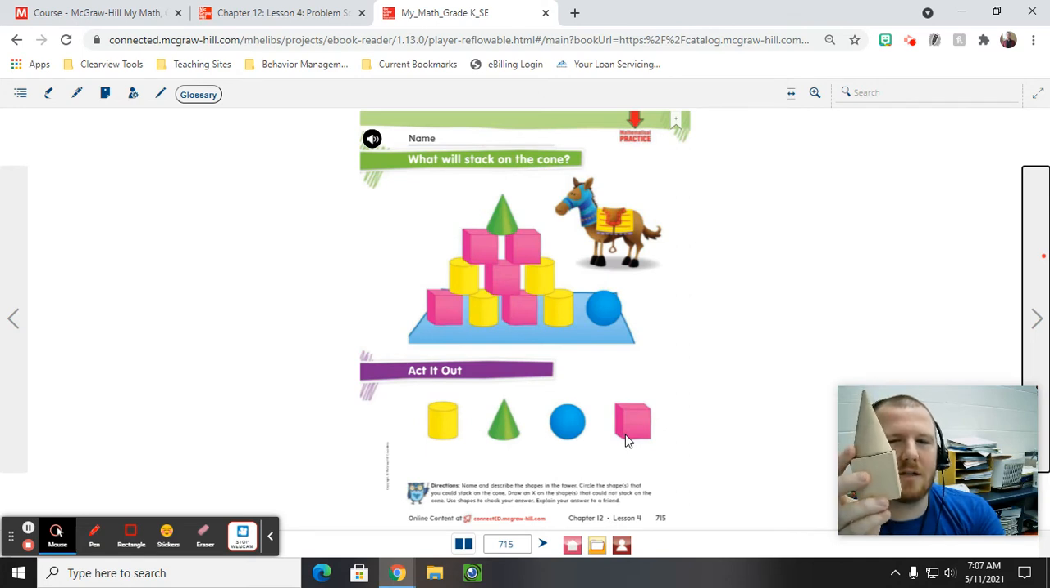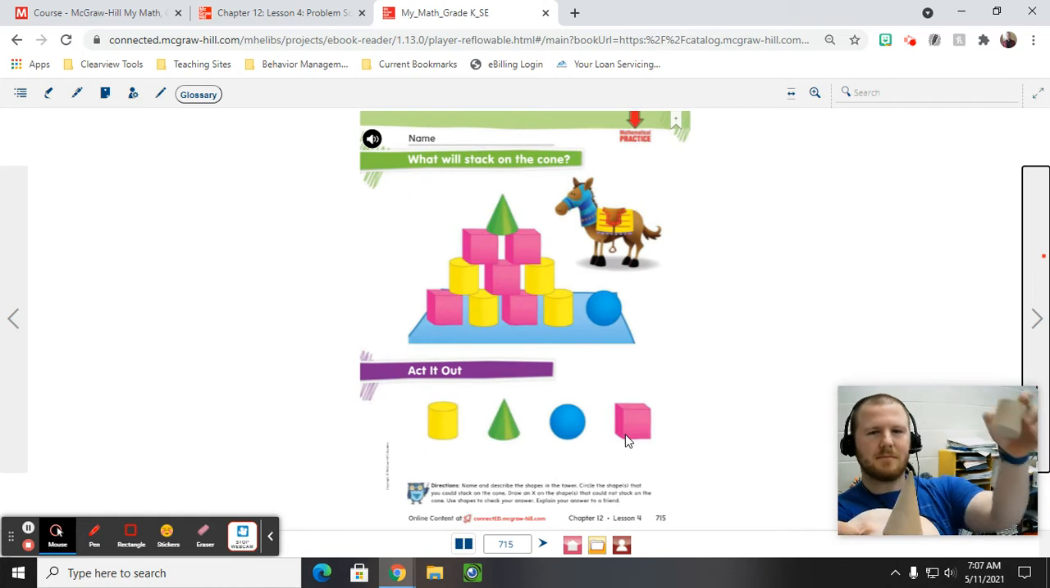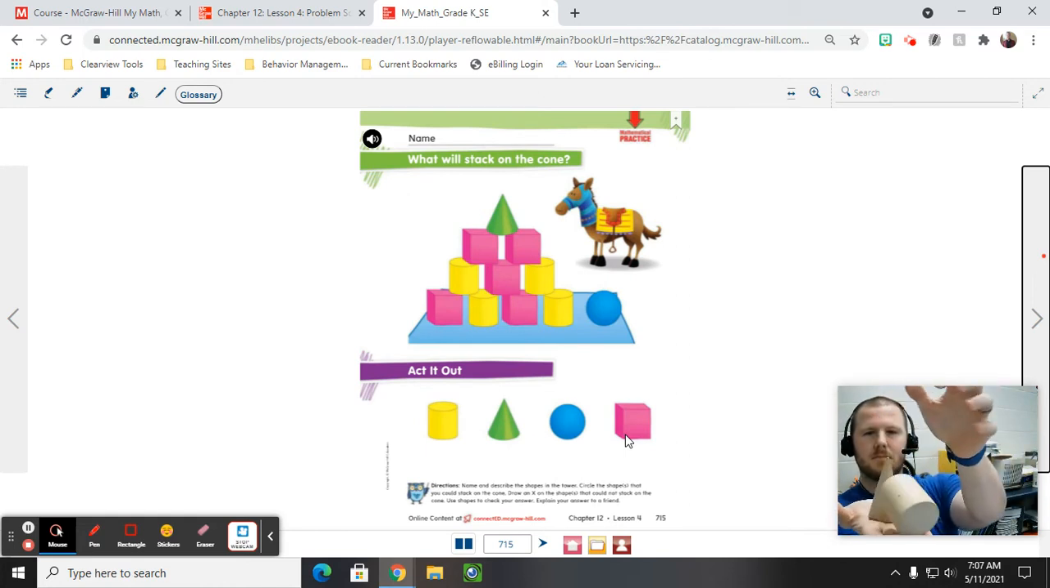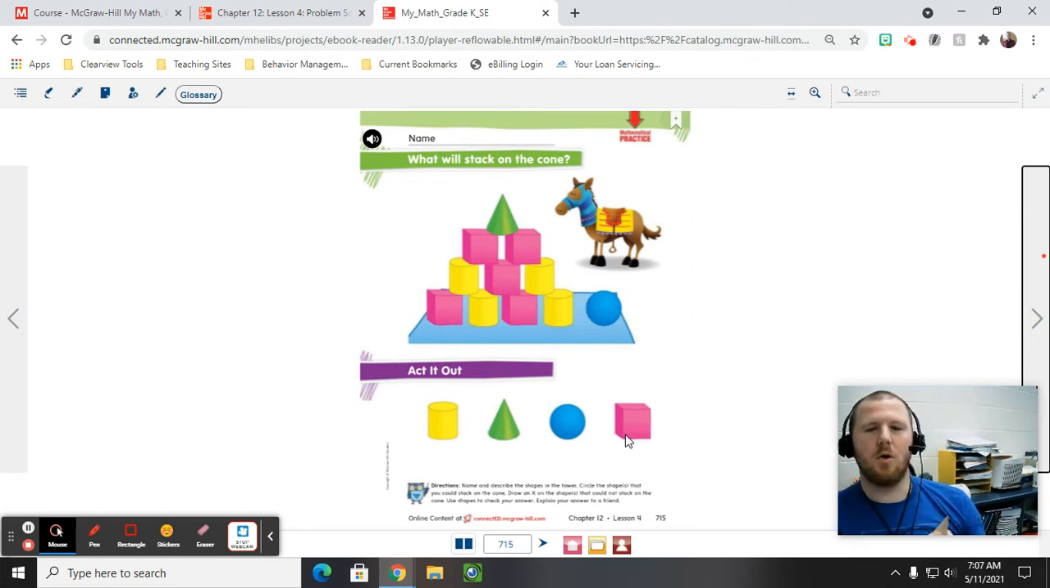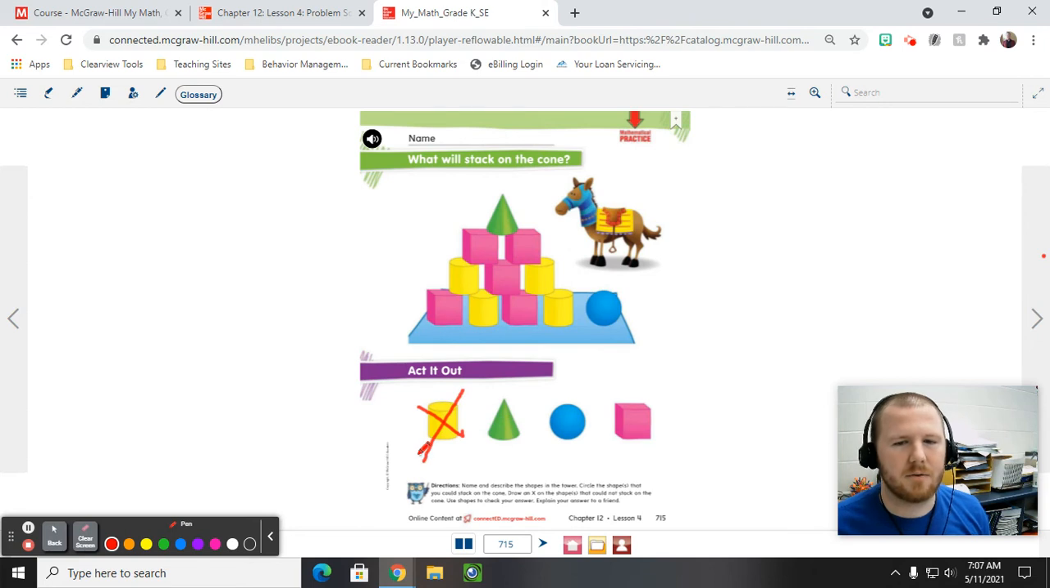But it's asking us what's going to stack on top. Well, what do you think? Do you think any of them will? No. You guys don't have any faith. Come on. We could at least maybe, no. Okay. All right. Let's give it a try. We'll start with the cylinder. Ready? Nope. That didn't work. So we're going to draw an X on the cylinder.